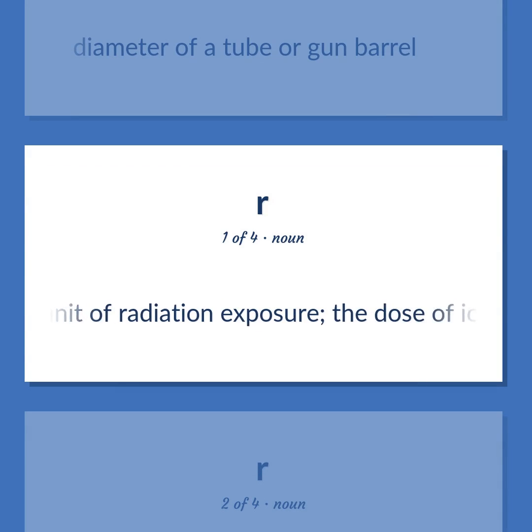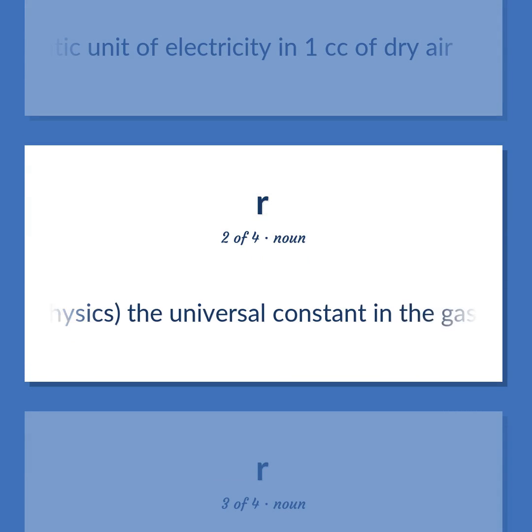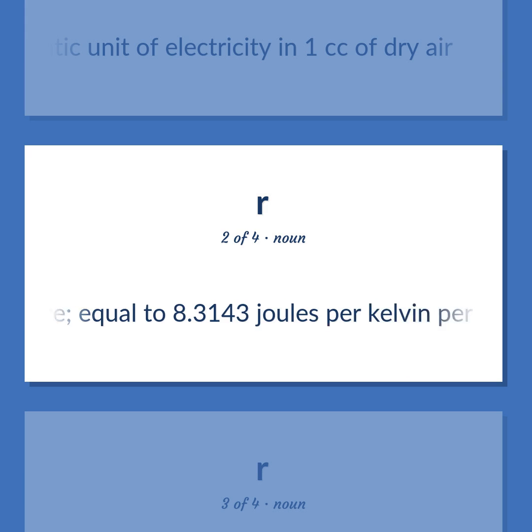A unit of radiation exposure. The dose of ionizing radiation that will produce 1 electrostatic unit of electricity in 1 cc of dry air. Physics. The universal constant in the gas equation, pressure times volume equals R times temperature, equal to 8.3143 joules per Kelvin per mole.